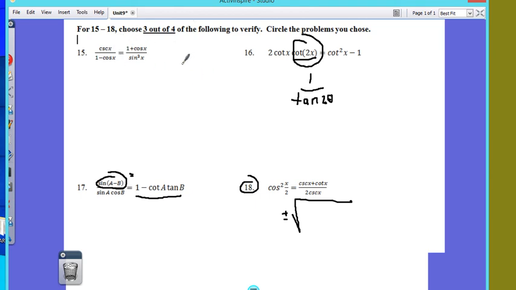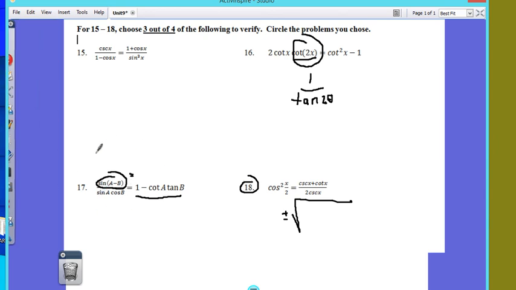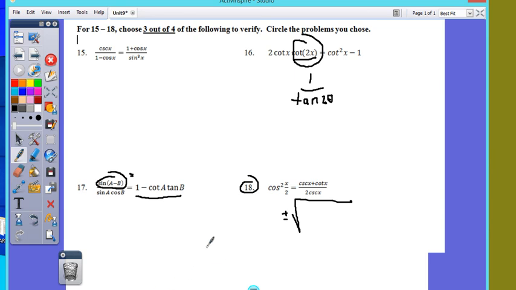Okay, so these aren't too difficult if you realize you're using double angle, half angle, and some different formulas to finish these. All right, good luck with those. Hope those go well for you.